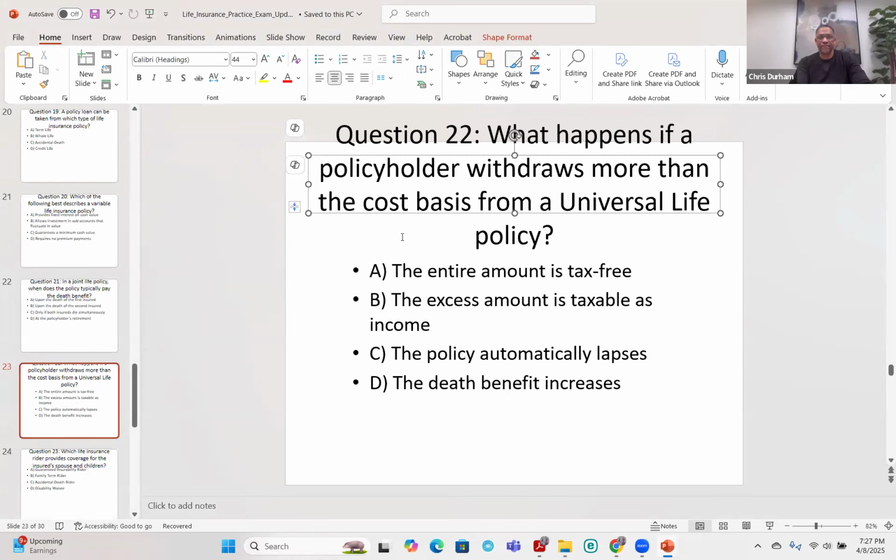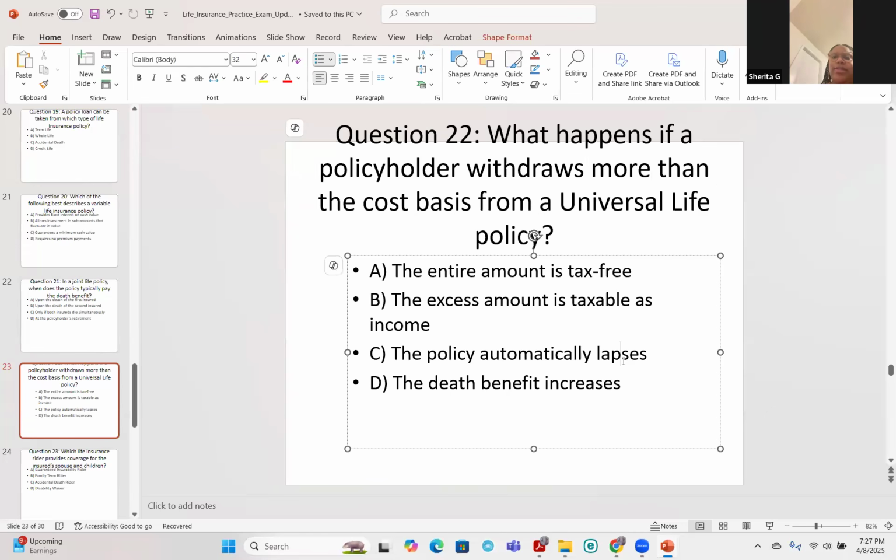What happens if a policyholder withdraws more than the cost basis from a universal life policy? The excess amount is taxable as income. Right. Now, this is a side note that's not on the test, but understanding this as it relates to helping you become a good agent and helping your clients is huge.